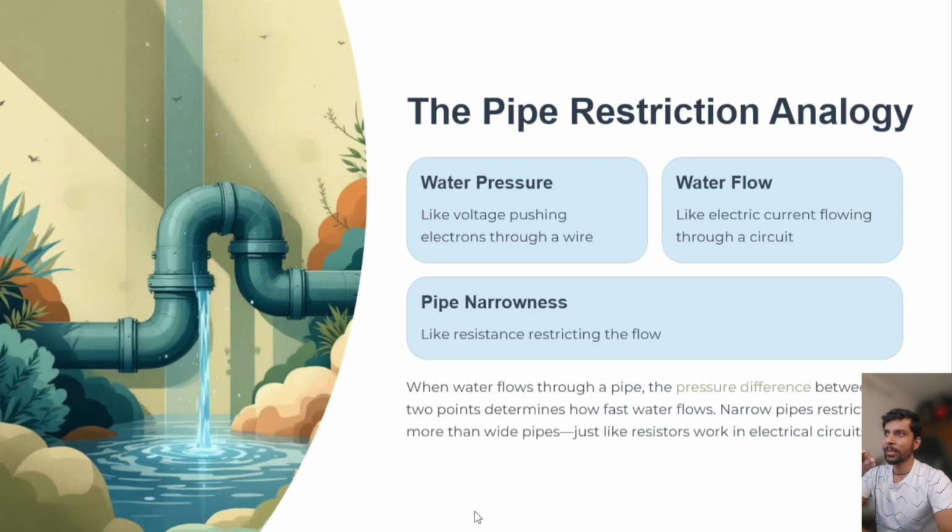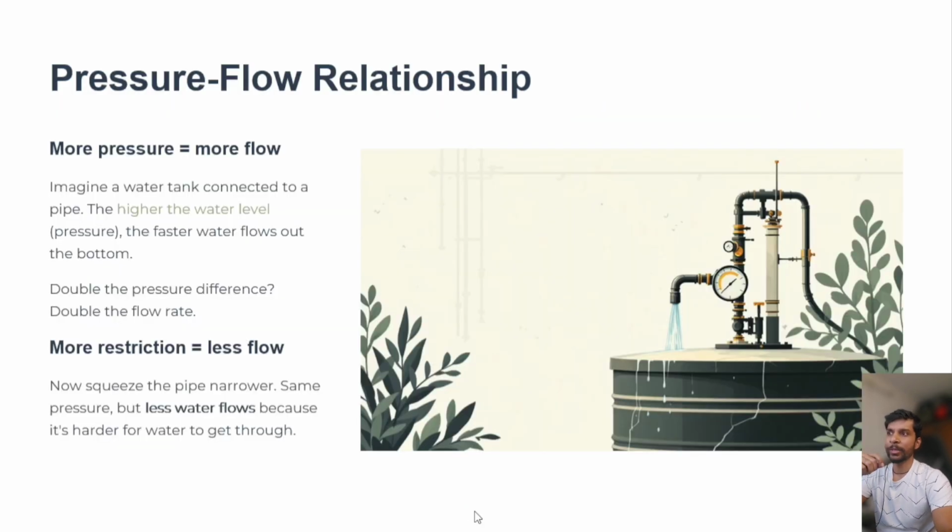So let's go back to something which we already are aware of. Let's go back to our pipe system where the water is flowing, the pressure is pushing it, the same old thing we have discussed. But now there is something which is resisting the flow. Okay, so if I increase the pressure, more water is going to flow. If I reduce the pressure, less water is going to flow. But if I start squeezing the pipe, the flow will reduce even though the pressure remains the same.